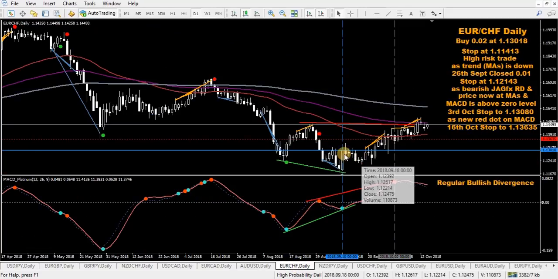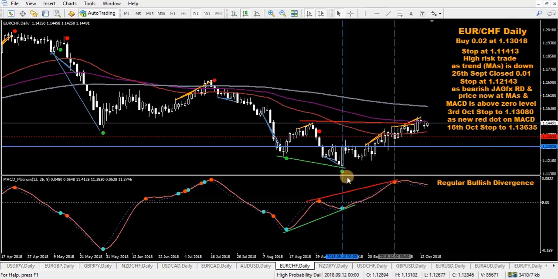Euro Swiss franc in a buy back here. When you see a grey vertical line like that, it normally means something's happened that's got my attention, like there's a red dot above the zero level on the MACD Platinum. That means I'm starting to look for sells. I put a grey vertical line in. It just gives me a heads up that I'm looking. And in the meantime, I'm waiting for a red QMP dot somewhere up here. Hasn't presented yet. The last one was that green one down here.